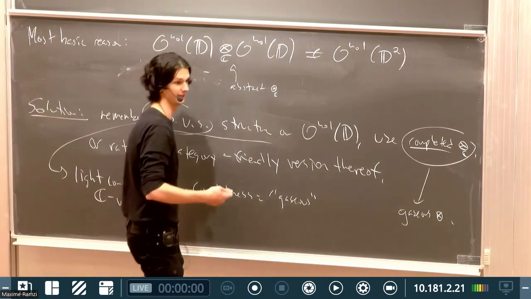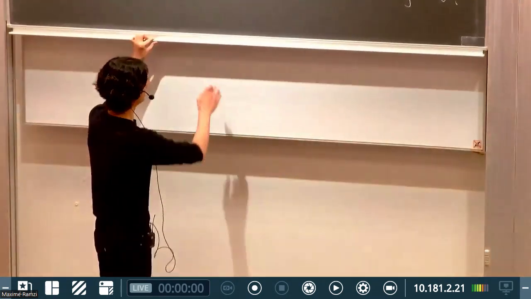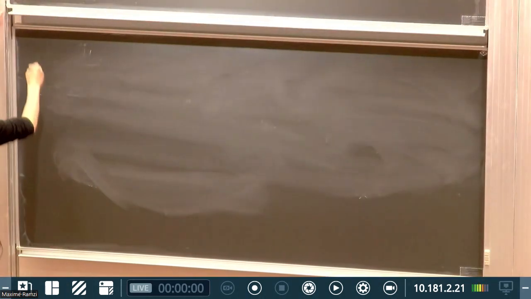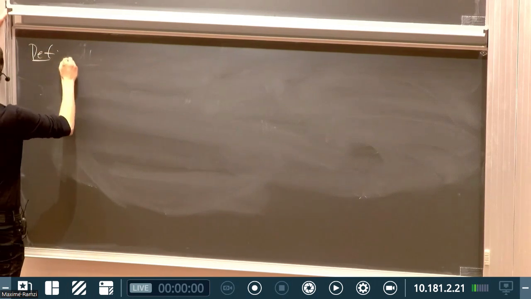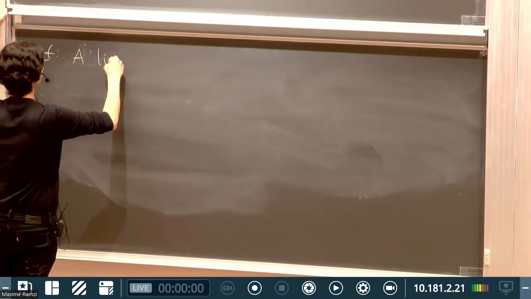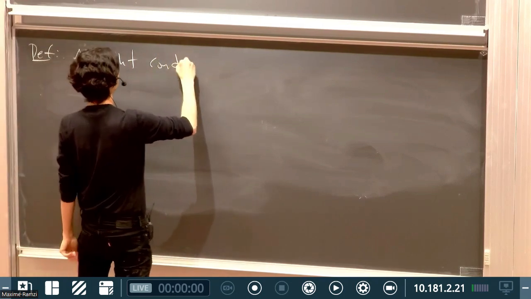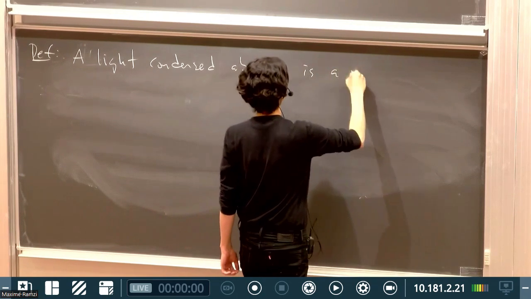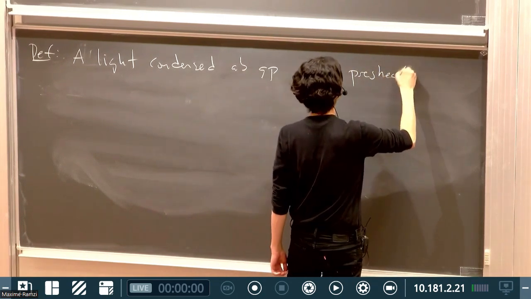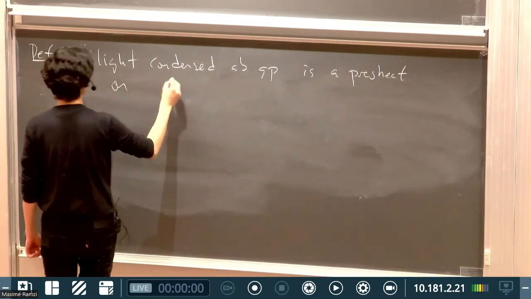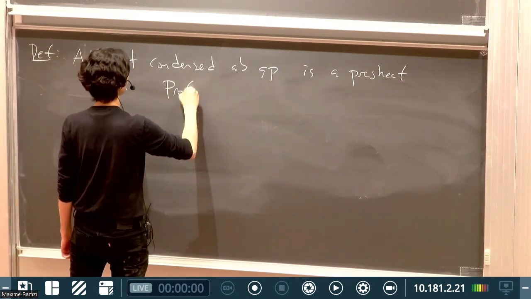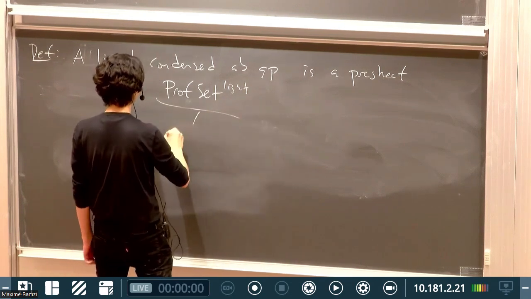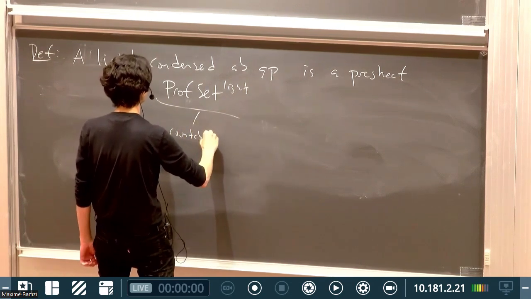All right. So okay, let me continue the story. Talk about this light condensed stuff. So, definition. A light condensed abelian group is a presheaf on the category of light profinite sets. And this is the countable inverse limits of finite sets.